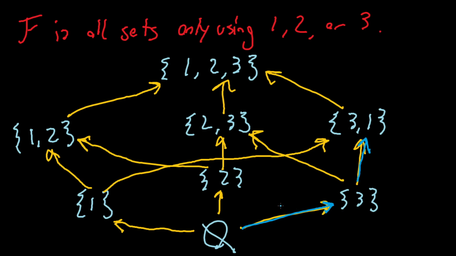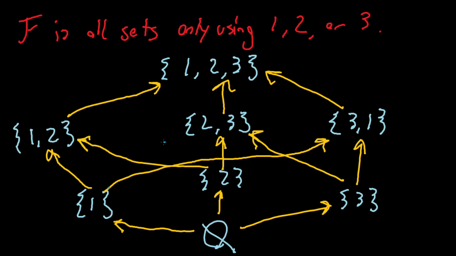So this here is a chain. A chain is basically if I follow these arrows along any path, what I follow along these arrows will be a chain, right? So this: empty set, 3, 3 1. For any two of those three sets, one is a subset of the other, right? It's a strictly increasing sequence. Another chain might be empty set, 2, 1 2, 1 2 3, right?